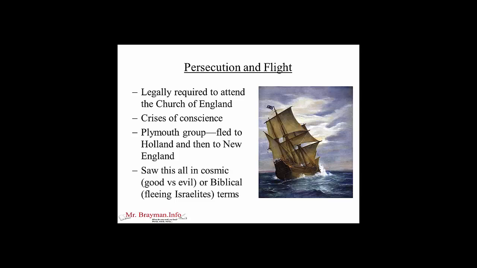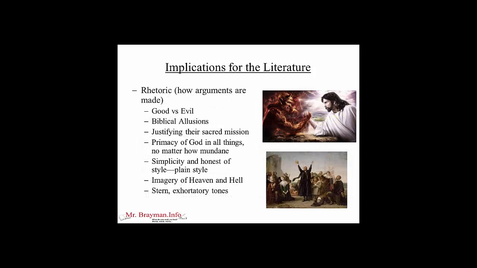They fled to Holland, and then when Catholic Spain began to look like they were going to attack and invade Holland, that's when they fled to New England. And once again, you'll see in the literature, they see this all in very cosmic, good versus evil terms, or very biblical terms. Again, the flight of the Israelites and things like that. And so this has some implications for the literature that we're going to read in this unit. And in this unit, we're going to focus on rhetoric and style. And rhetoric is a fancy word for just the art and science of how arguments are made. And so they saw everything in these good versus evil terms. You're going to see a lot of biblical allusions.